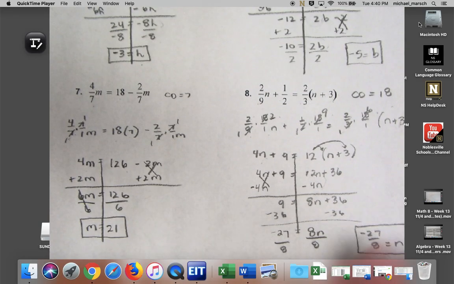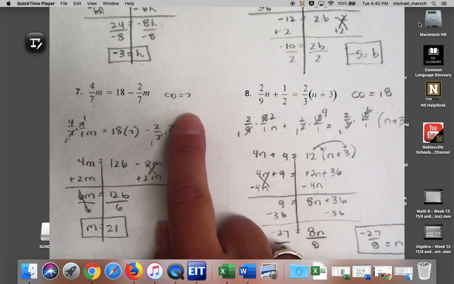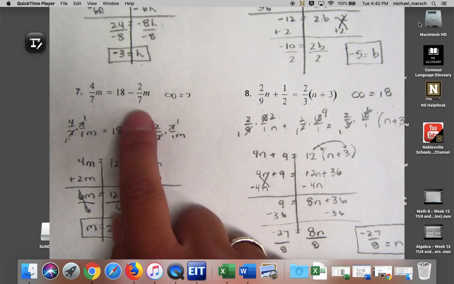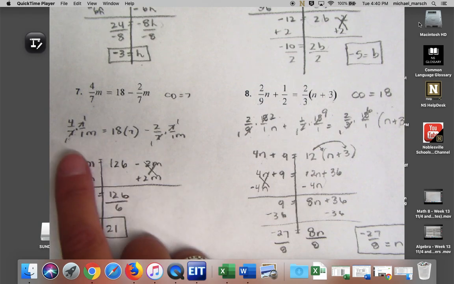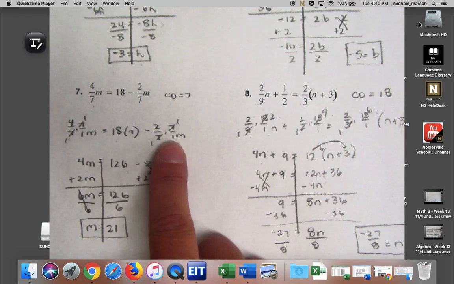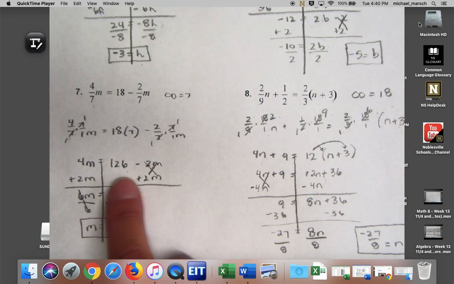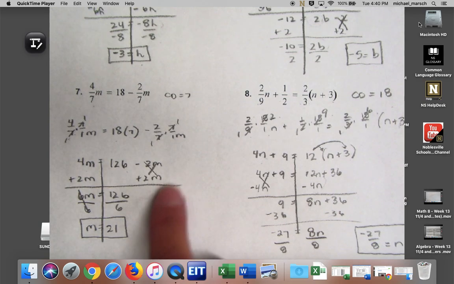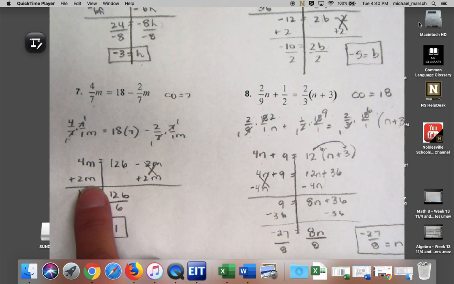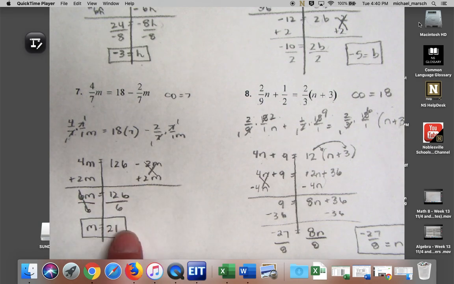Number 7, I had fractions, so I used 7 as my common denominator because there's only 7s. So once I multiplied everything by 7, I ended up with 4m equals 126 minus 2m. Move all my variables to the left by using inverse operations, divide by 6, and you get 21.